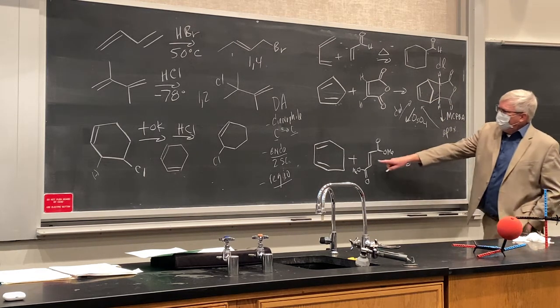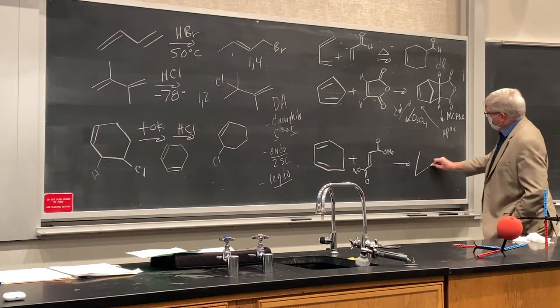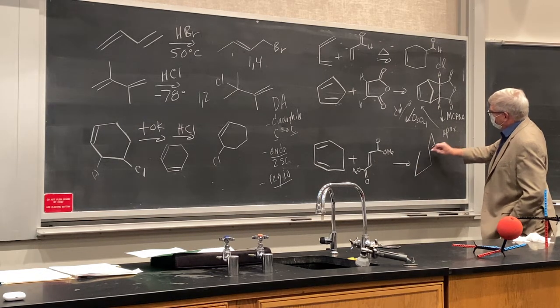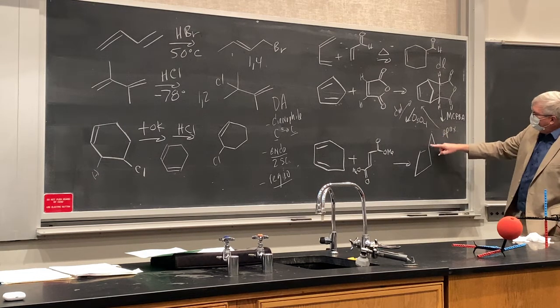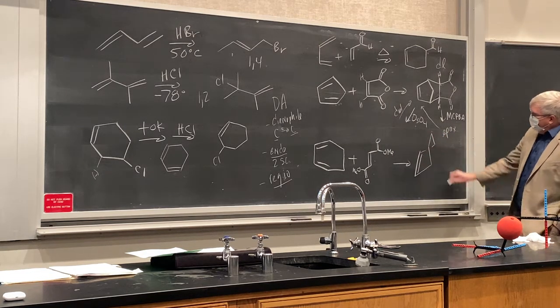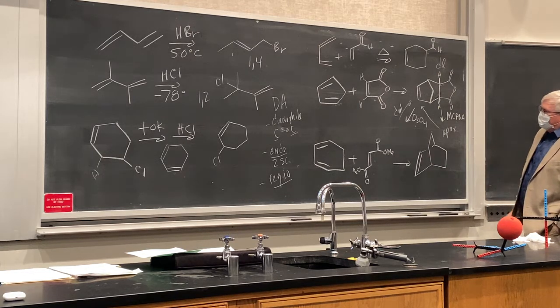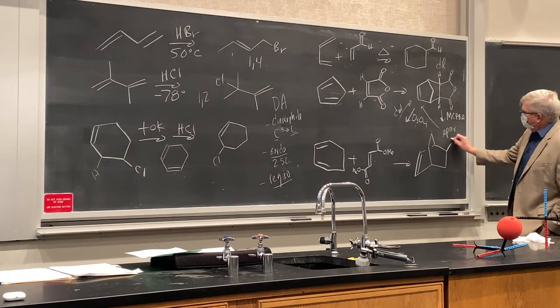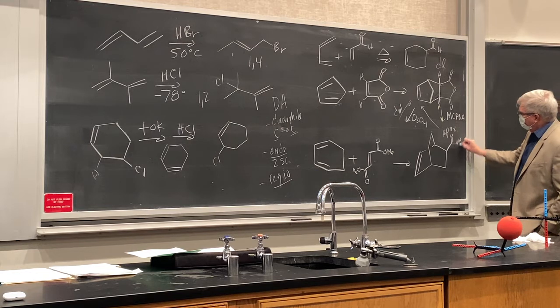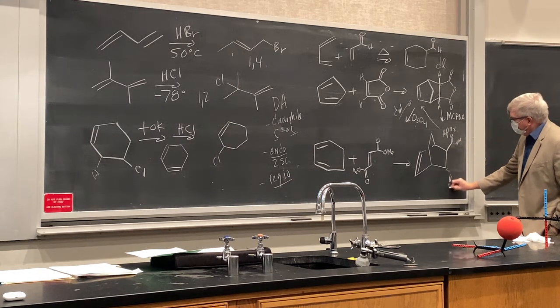All right, let's do this one. So we've got another bridged bicyclic thing. And now we have an ethylene bridge here. And our cyclohexene is shown right there. And we'll have one of the esters up and the other ester down.